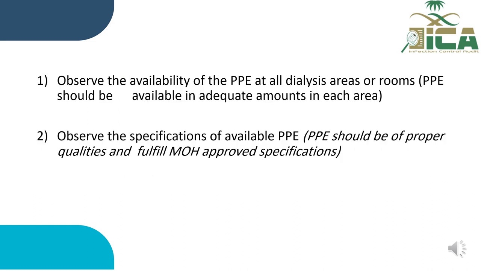Number one, observe the availability of the PPE at all dialysis areas or rooms. PPE should be available in adequate amount in each area. Number two, observe the specifications of available PPE. PPE should be of approved qualities and FDA approved specifications.